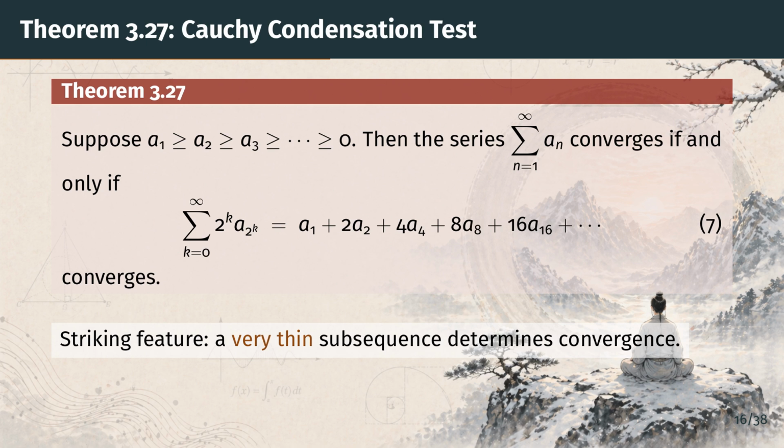Here is the theorem. We assume the terms a sub n are non-negative and weakly decreasing. The claim is that the original series and the condensed series, which uses only the first, second, fourth, eighth, 16th, and so on terms, each multiplied by the matching power of 2, both converge or both diverge. The striking feature is just how thin the condensed sample is. Even though the condensed series only inspects terms at the powers of 2, it captures the full convergence behavior of the original series. The proof is short and uses nothing more than careful grouping.